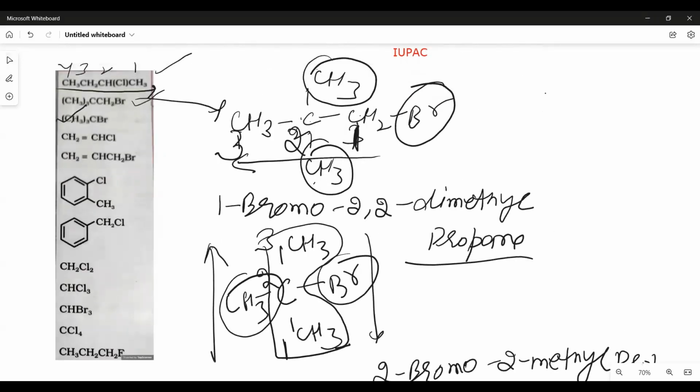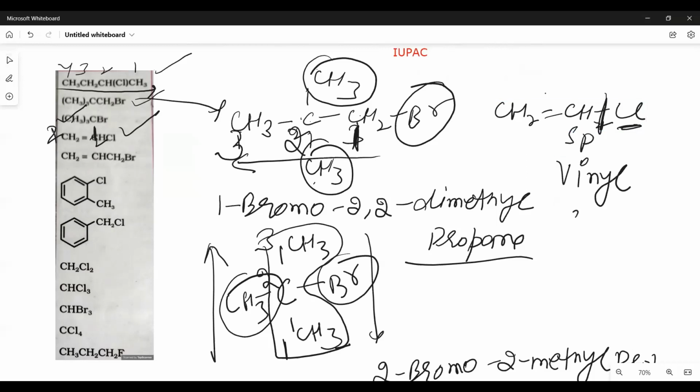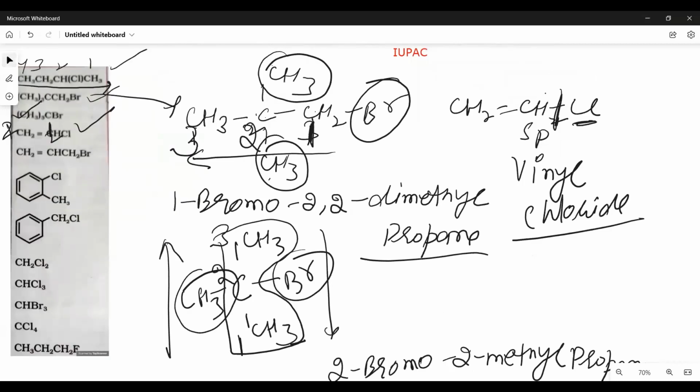You will see this molecule also. You have to do this molecule too. The double bond gets priority, 1 and 2. So it is 2-chloro or 1-chloro, 1, 2, because wherever you start from, the double bond will get the same position. Especially this compound, CH2 double bond CH and Cl, where Cl is present at this sp2 hybridized carbon atom, we call vinyl. So with chloride it is vinyl chloride. So it is 1-chloroeth-1-ene.